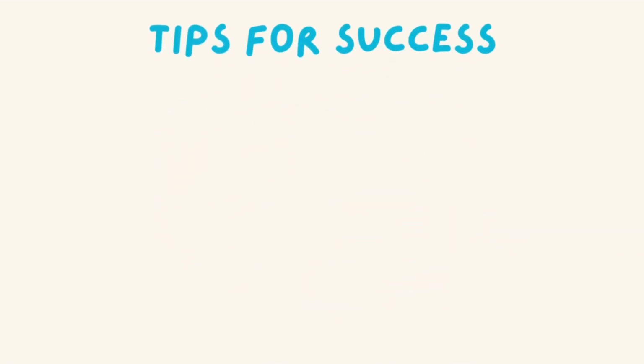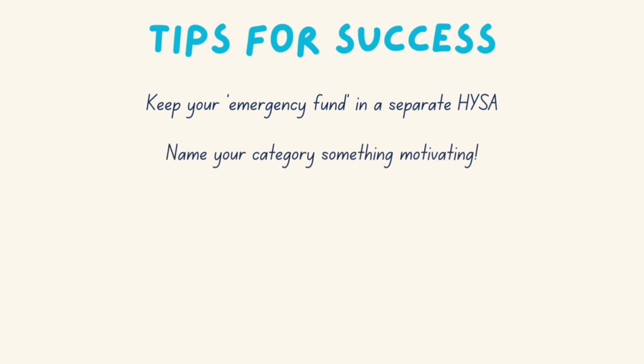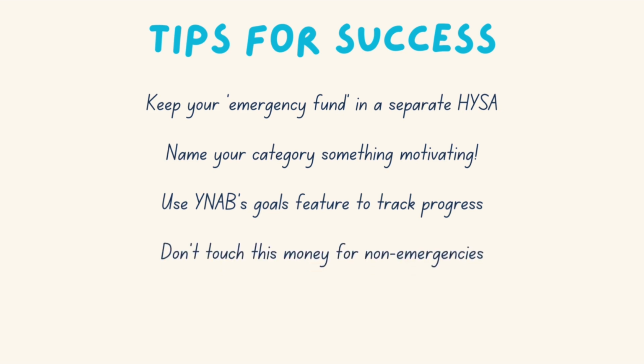Basically, you want to make sure that you keep your emergency fund in a separate high-yield savings account. That way it can grow with some interest while you're saving. The next thing you want to do is name your category something motivating. I don't know, financial freedom, something fun. Use YNAB goals features to track your progress so that you know how you're consistently saving. Don't ever touch this money for non-emergencies, right? It's really for the big stuff.